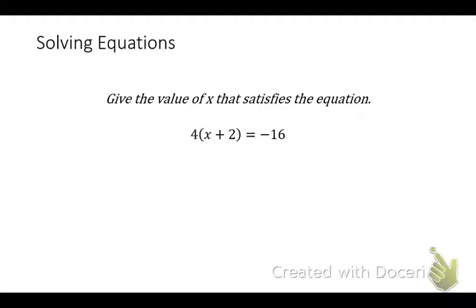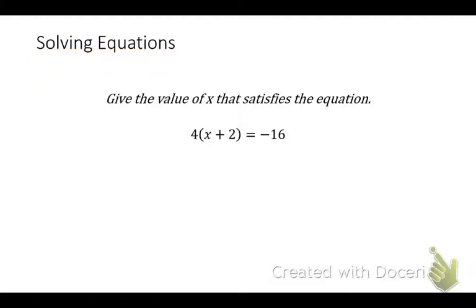Okay, so in solving equations, this is just a little bit of a different way to ask something that you have been doing all year. I said, give the value of x that satisfies the equation. What does x equal? The value of x that you find is the value that would make the equation true. That's all it's saying. So what I want you to do is go ahead and solve for x. But it's going to be worded that way on your test. Give the value of x that satisfies the equation.